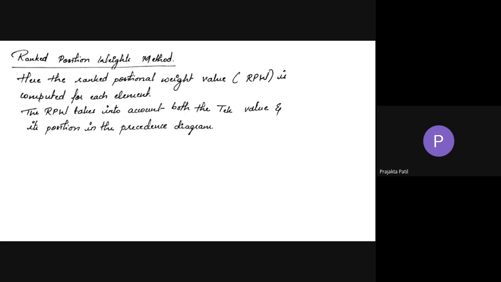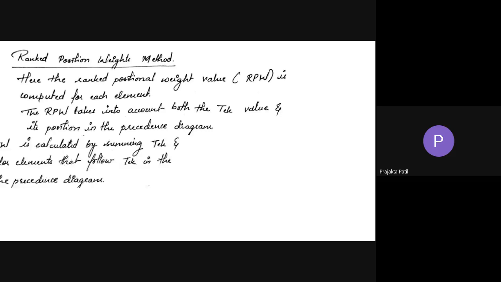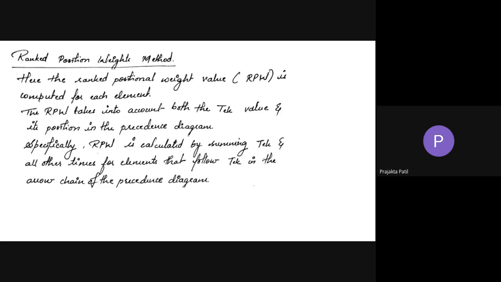But when it comes to the rank position weight method, it's not just the Tek values but also the precedence constraints that are taken into consideration. Therefore, this method is considered to give a superior result in comparison with the other two methods. Specifically, this RPW is calculated by summing the Tek and all other times for elements that follow the Tek in the arrow chain of the precedence diagram.